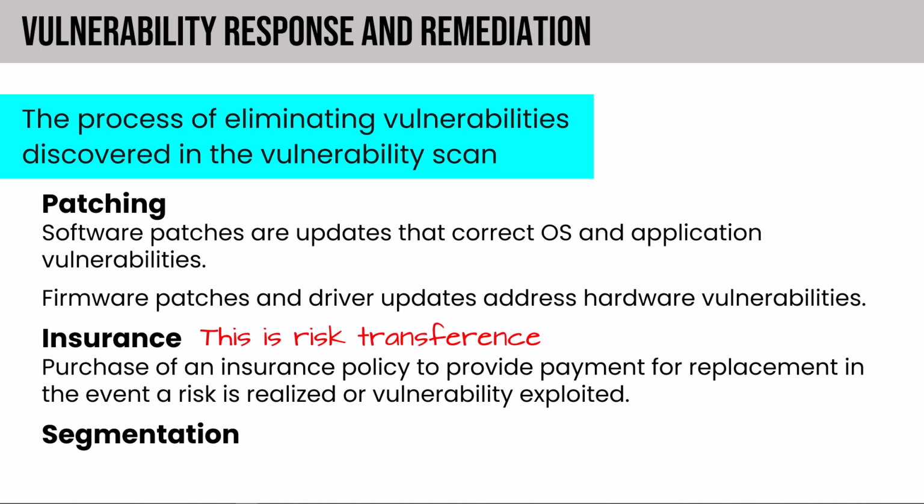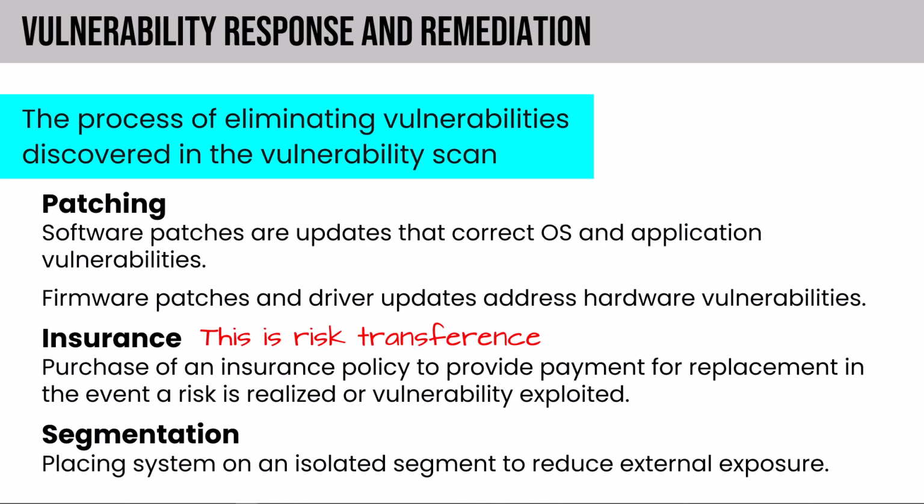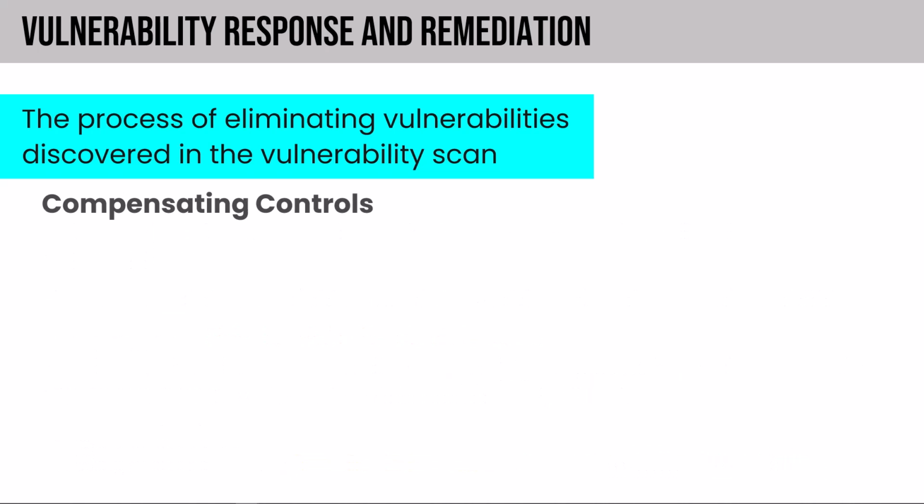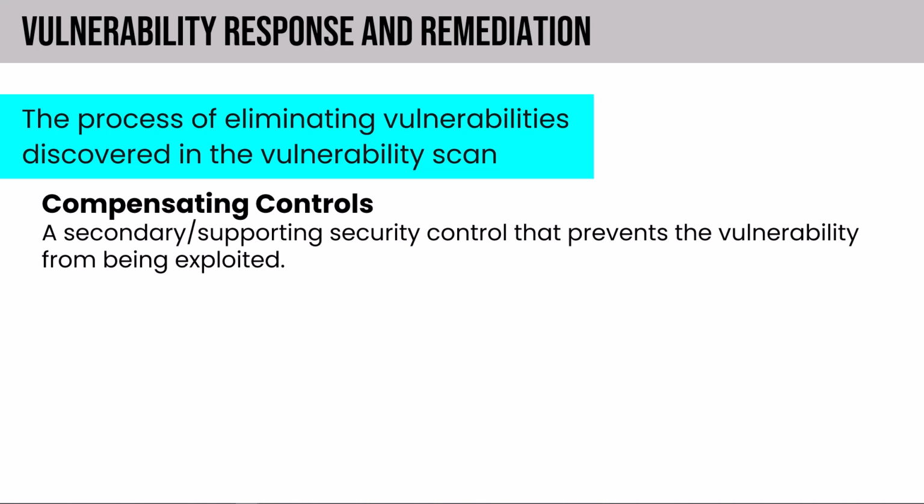Segmentation is another potential response, so placing the system that's impacted on an isolated segment to reduce external exposure. Another approach is compensating control. So this is a secondary or supporting security control that prevents the vulnerability from being exploited. So for example, we can use secure coding practices to avoid SQL injection exploits, which impact systems where we don't have proper input validation on our forms.